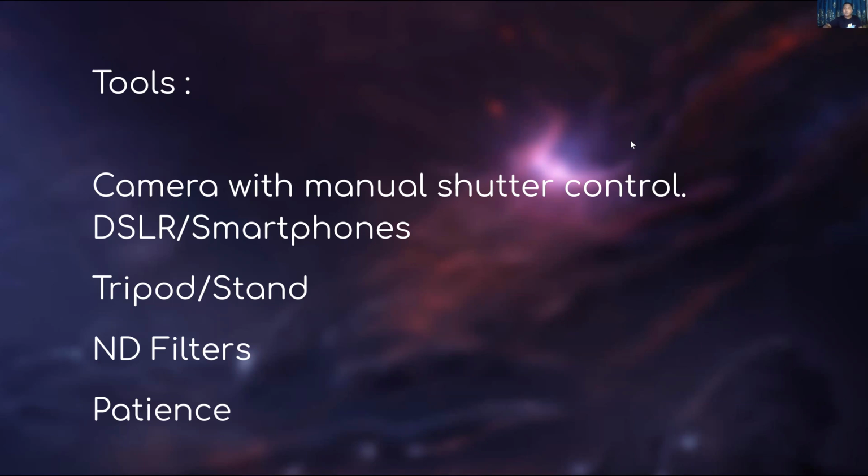Second is the tripod or stand where you're going to keep your camera stable. That's the most important part. Then we come across the ND filter, neutral density filters. Neutral density filters are basically used for darkening the images; in better words, to cut down the light. Then you need patience because slow shutter photography takes time. The time you invest in clicking one picture can go from 30 seconds to a few hours. So your patience is needed. That's the most important key factor in this whole process.